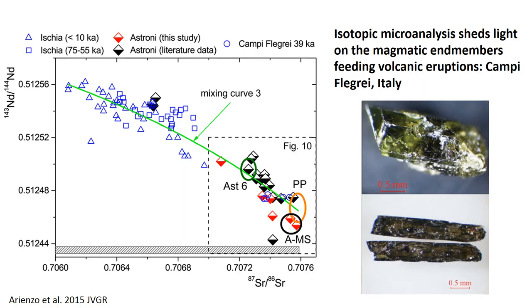And this is just an example of the kind of data that this technique produces. These are some data from a volcano in Italy, in Naples, looking at the strontium isotopes and the neodymium isotopes of crystals that crystallized in the magma from a number of different eruptions. And what this study is doing is trying to tease apart the different sources of magma into the system that are responsible for each eruption.